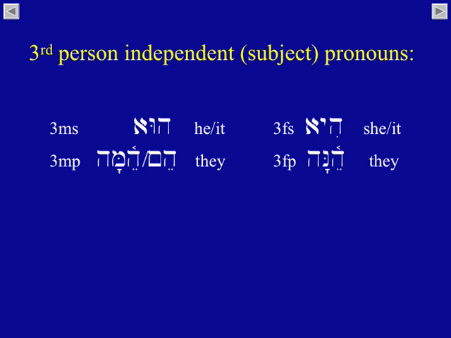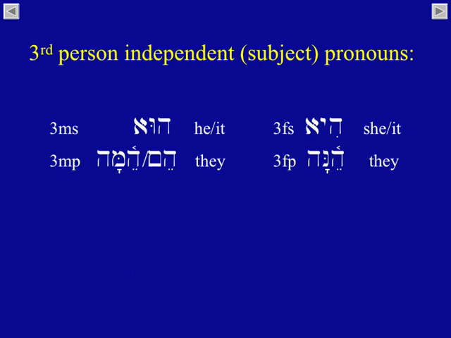And then the third person forms, hu, which means he or it, and he, which means she or a feminine it. And then they, in the masculine, is heim or heima, with an m sound, like Mary, and they, feminine, heina, with an n like Nancy sound.